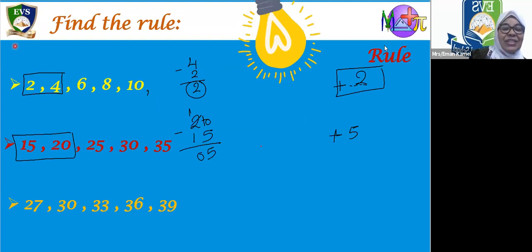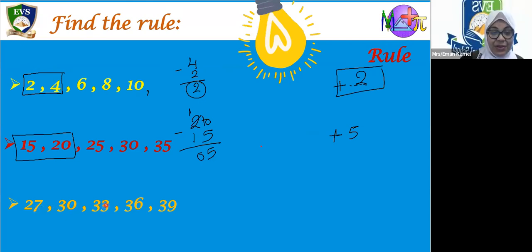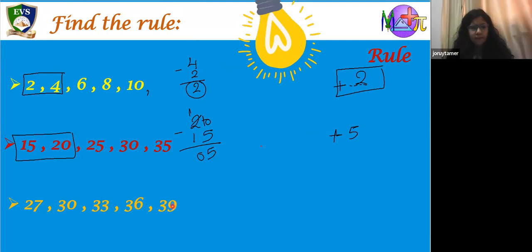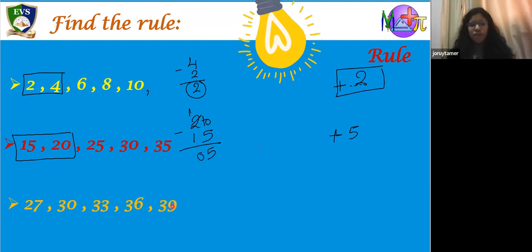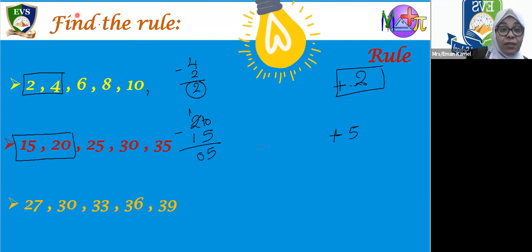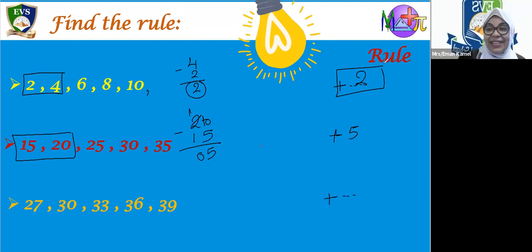Okay. Here, Jory, add the numbers. 27, 30, 33, 36, 39. So the button going up or going down? Going up. Excellent. What's the meaning of going up, plus or minus? Plus. Excellent girl. Thank you so much. You are excellent, okay?